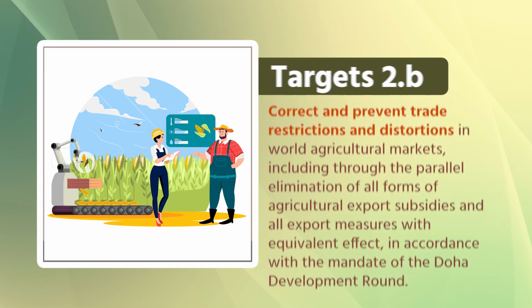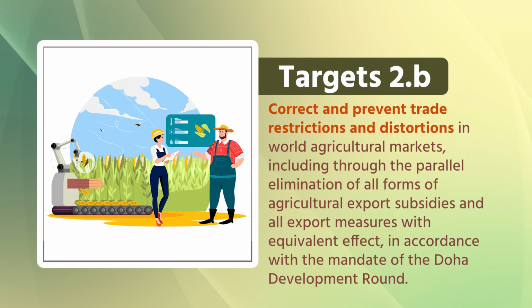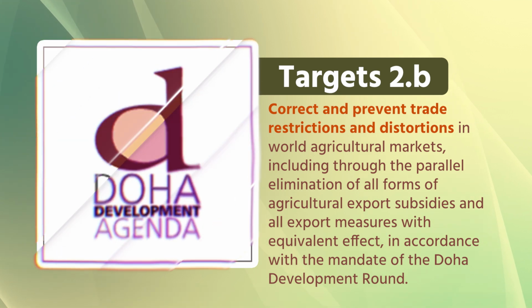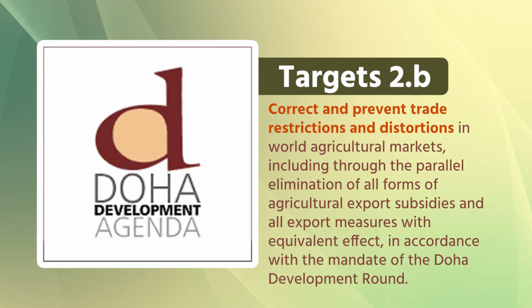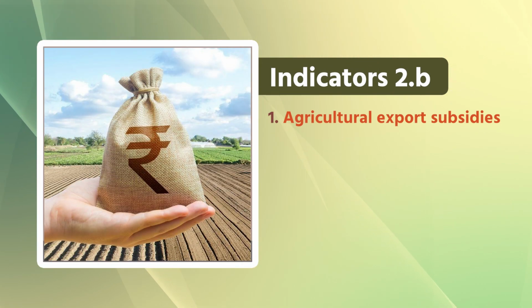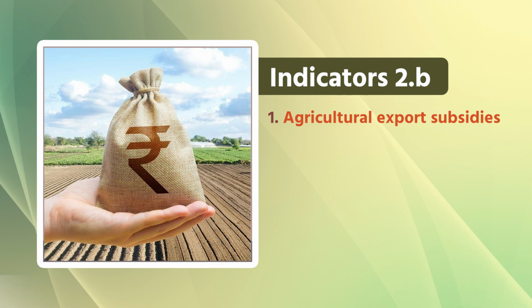Another target, listed as 2B in the UN SDGs, is to correct and prevent trade restrictions and distortions in world agricultural markets. That includes the parallel elimination of all forms of agricultural export subsidies and all export measures with equivalent effect, in accordance with the mandate of the Doha Development Round. So the indicator to look into is agricultural export subsidies, right?